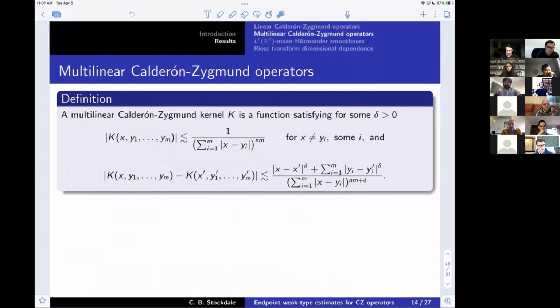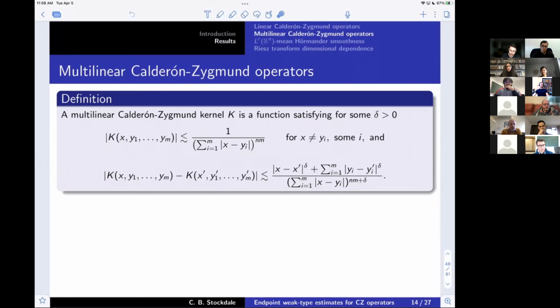Okay, one other setting that people study that's been more popular in the last 10 to 20 years or so is the multilinear setting. So now we're going to consider multilinear versions of these singular integral operators. What we're going to do is take in a tuple of functions. So we're taking in m functions, and it's going to return just one function instead of taking in one function and returning one function.